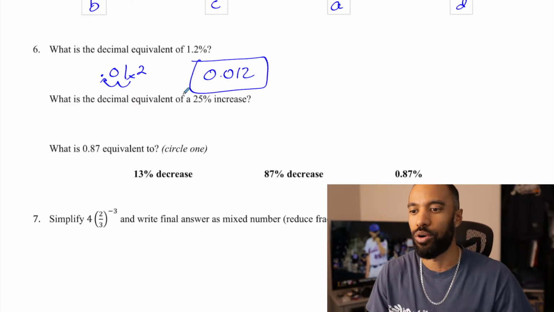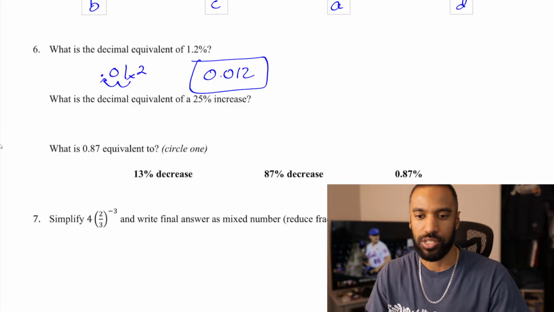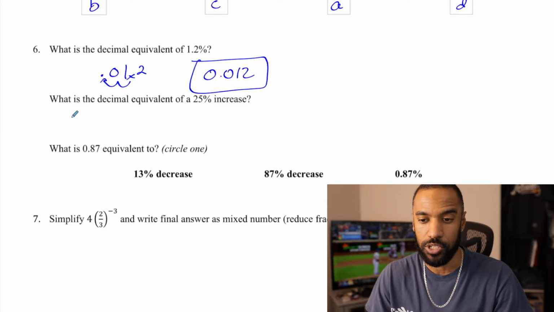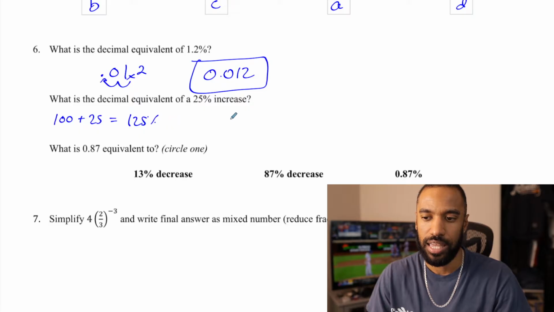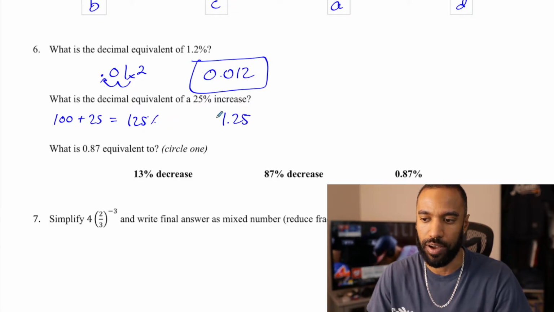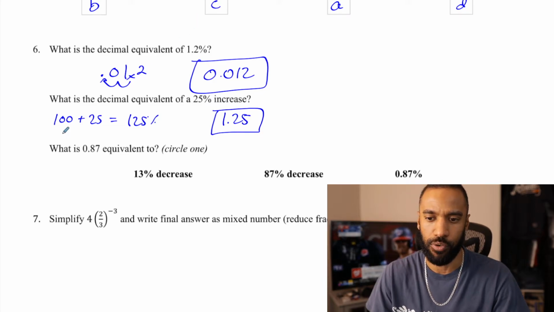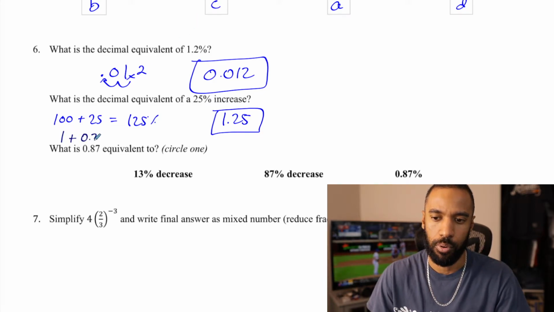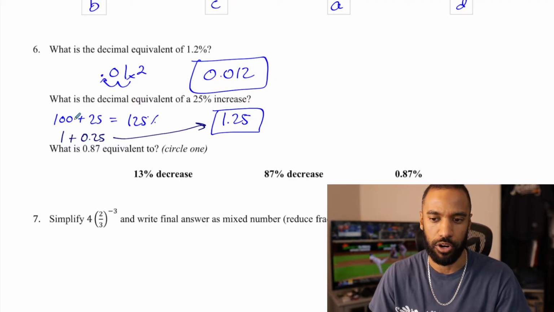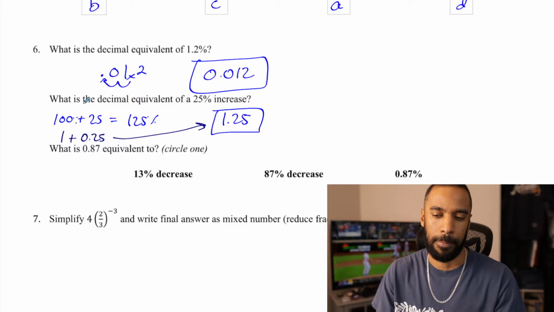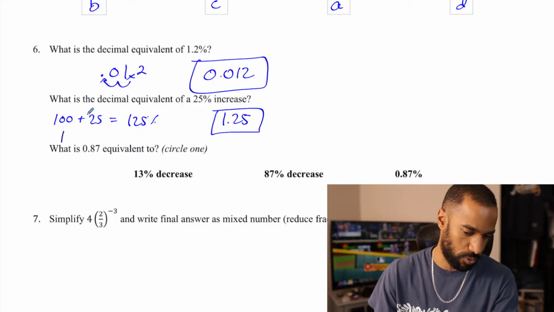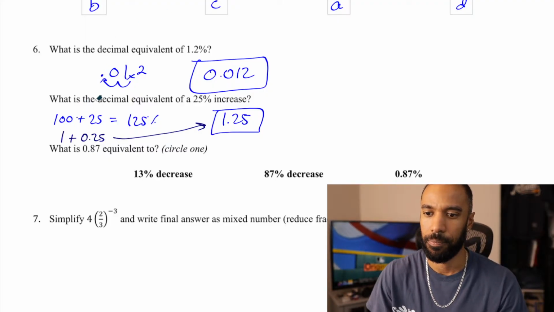What is the decimal equivalent of a 25% increase? Keep in mind, an increase would take the 100% of something and add 25 to it. That's 125%. The decimal equivalent is 1.25, like so. What you could also do is the same way as you saw it in the equation form, 1 plus 0.25, right? And that gets you the 1.25. 1 is the 100%. That's the decimal equivalent right then and there that you're working out.